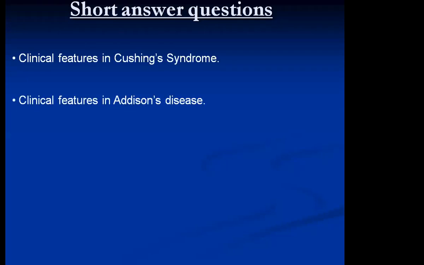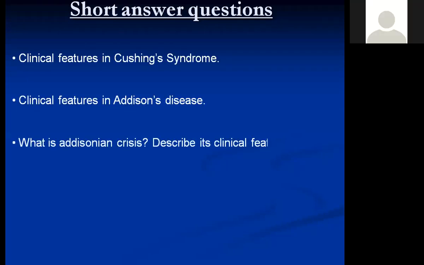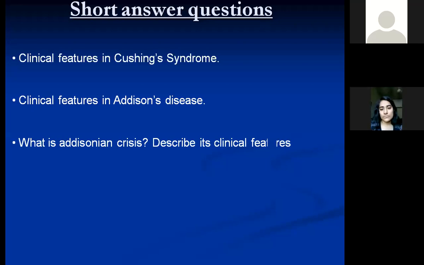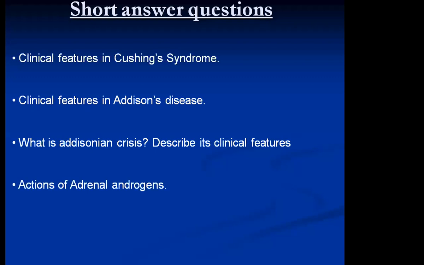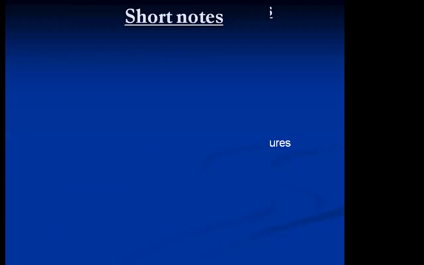Short answer questions. Now this is a territory where we cannot actually judge what kind of short answer questions will be set at the university level. But remember, some of the questions that can be framed on this topic are: clinical features in Cushing's syndrome, clinical features in Addison's disease, what is Addisonian crisis and describe the clinical features, actions of adrenal androgens, and pathophysiology of Conn's syndrome. So for 2 marks, such types of questions can be asked in your exams.